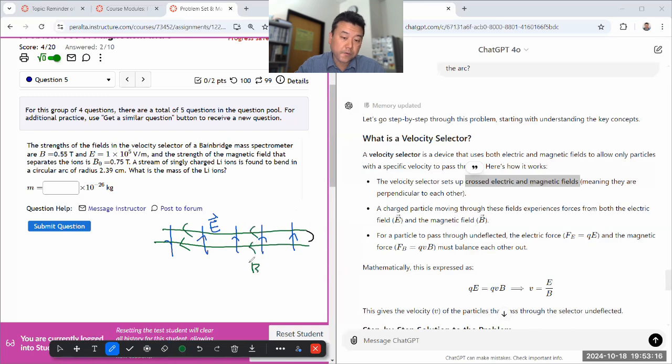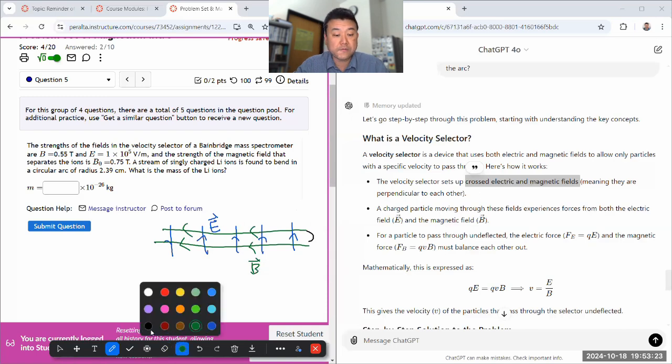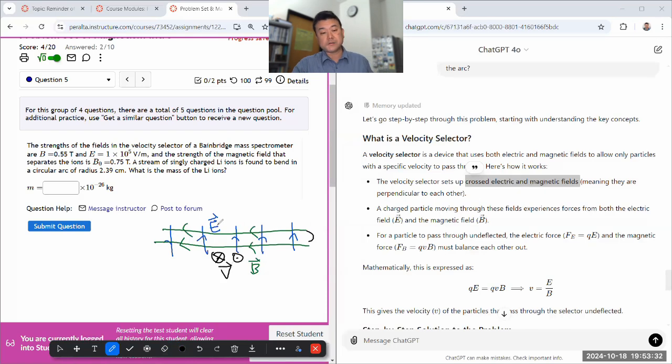Then in order for this arrangement of electric and magnetic fields to act like a velocity selector, the particle path would have to be perpendicular to both of them. So the only way is going into the screen or coming out of the screen for the velocity of the particle. So that's the mental image you should have in your head.